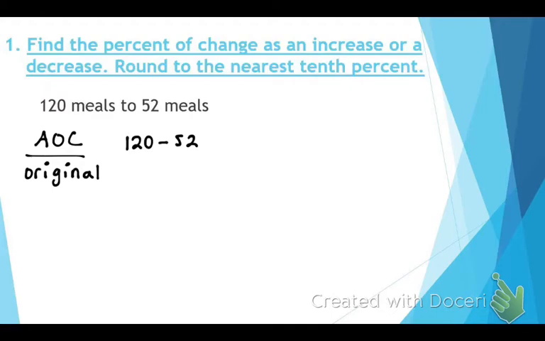And what was the original amount of meals they had at the beginning of the day? 120. Divided by 120, okay? How many of you would say you got that far at least? Okay, what is 120 minus 52? 68. Now you've got 68 divided by 120. I saw on the quiz yesterday, this is where people started to struggle. When you put this into your calculator, what is 68 divided by 120?